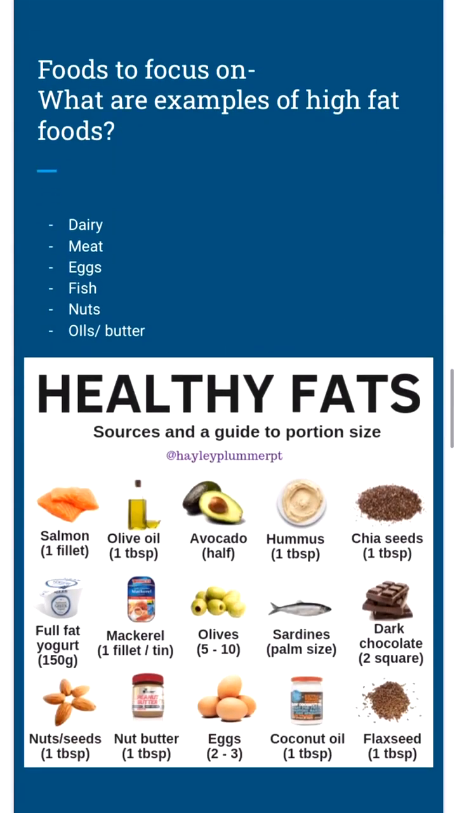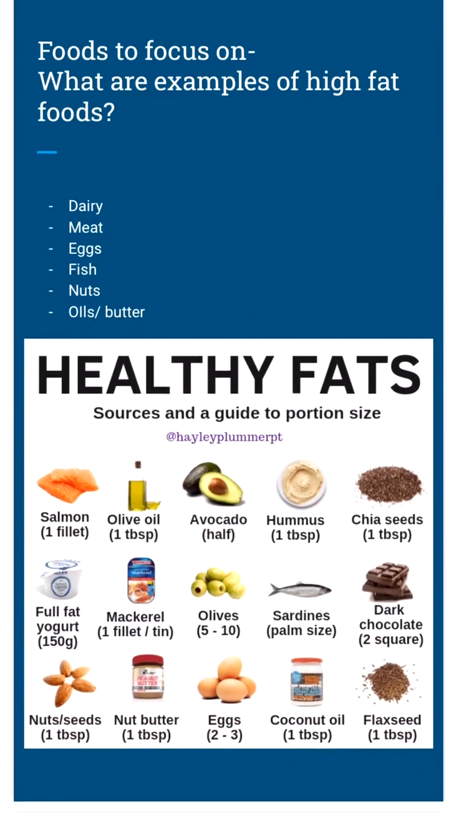So carbs are going to be the foods we're going to limit, and we're going to focus on fat. So what foods have fat in it? So fat is going to be our dairy, meat, eggs, fish, nuts, oils, butters, things like that. So everything on this list is going to have fat in it. So we see fish is going to be a really good one. Avocado oils are going to be our vegetables that have a lot of fat in them. Chia seeds, oils, butter, stuff like that.